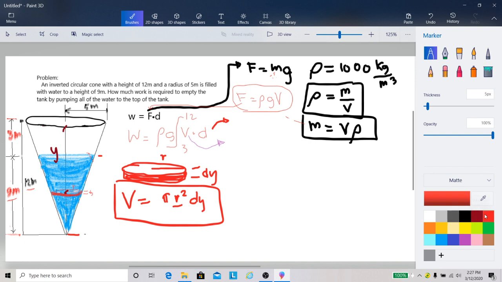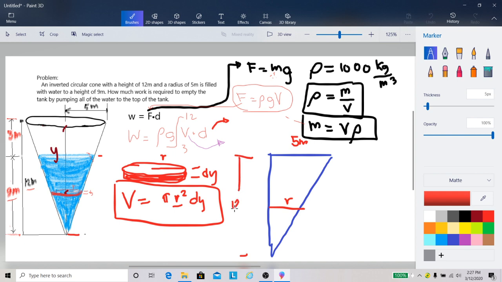Let us try to look at this triangle here. Can you see this triangle that I am seeing? Okay. There's a triangle, and there's R here. There will be 5 meters here, and from here to the bottom we'll have 12 meters. Okay, so that is 12 meters, and we call from here to here as y.